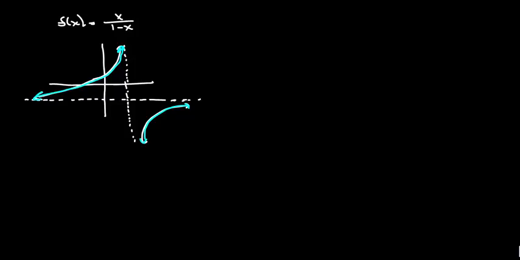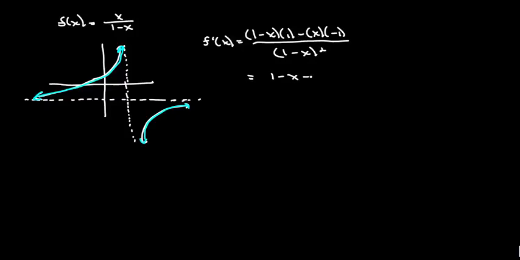Now you can check to see if it does any other weird things. Like we could take the derivative of this guy. Okay, derivative is the bottom times the derivative of the top minus the top times the derivative of the bottom over the bottom squared. So that'll be 1 minus x plus x over 1 minus x squared. And so that guy gives me 1 over 1 minus x quantity squared. Now this guy is never 0, meaning there's no mins or maxes. Local, at least.